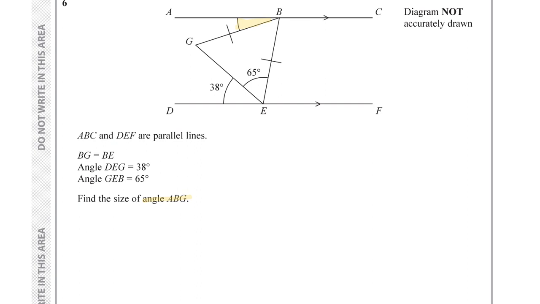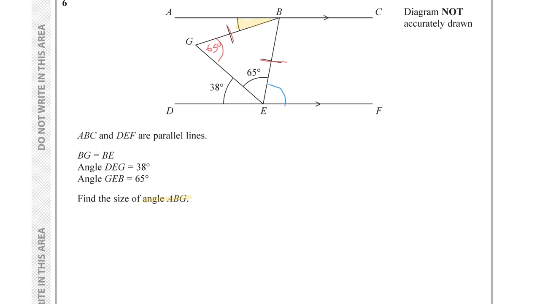Now, they've given us some information. They've given you the 38 degrees. They've given you the 65. Straight off, we can say that this angle here is also 65 degrees because it is the base angle of an isosceles. This means that these two lengths are the same, which means the base angles have to be the same. The other angle which we can deduce straight away is this angle here.